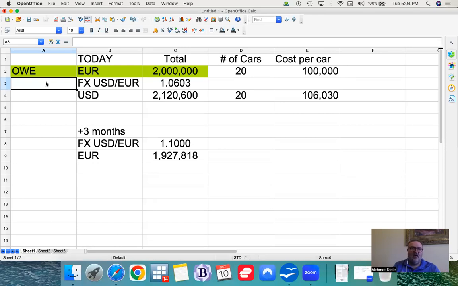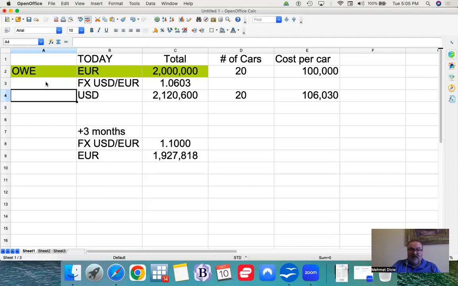We bring 20 cars from Europe, about 100,000 euros each car, and we're going to be owing 2 million euros for these cars. As of today, when we're getting into this arrangement, the exchange rate is 1.0603, which means if I were to sell each car at $106,030, I should be able to pay the euros, plus the profit, obviously.